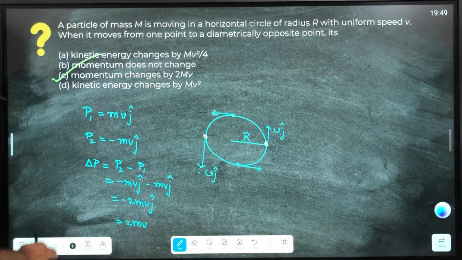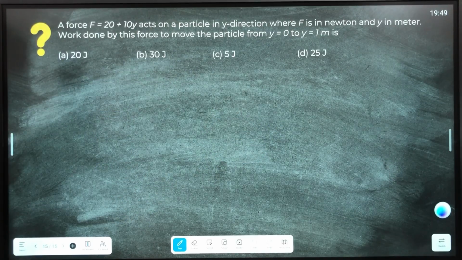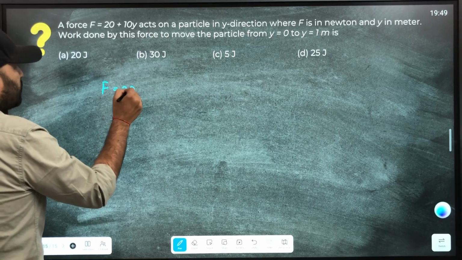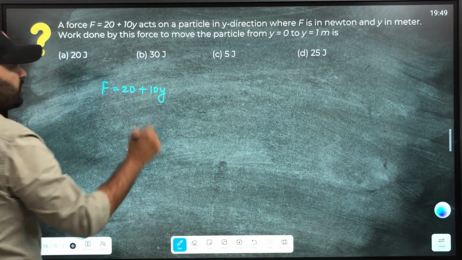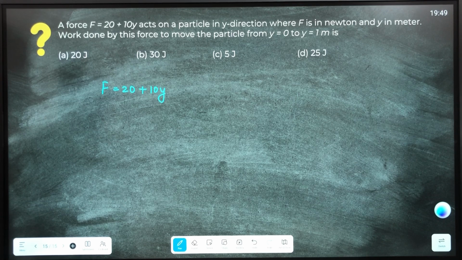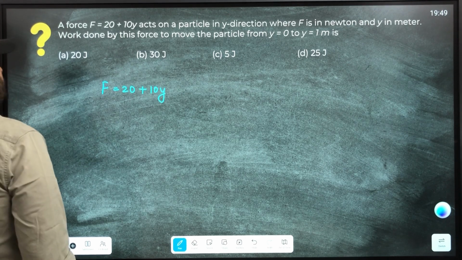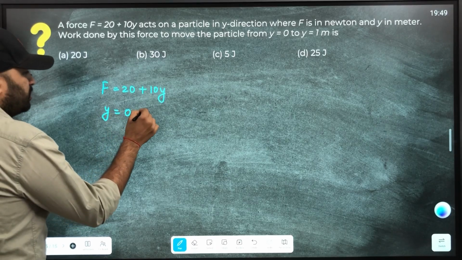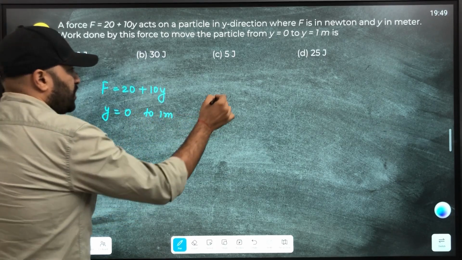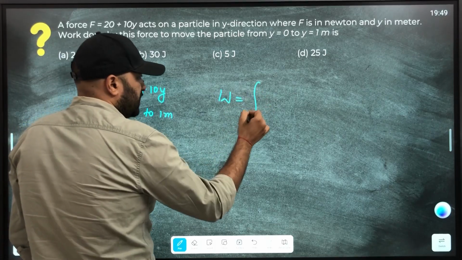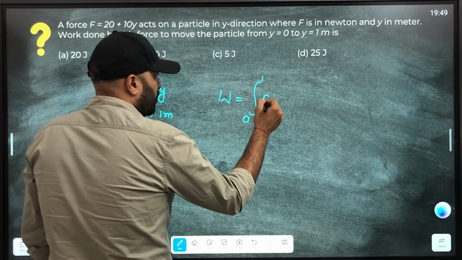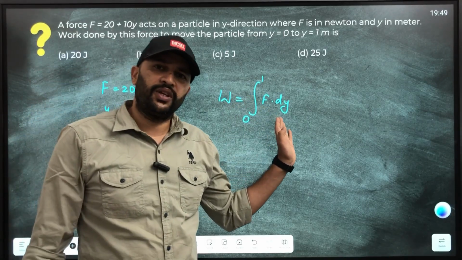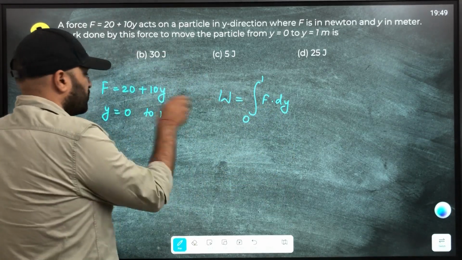Let's see the last question for today. Great. Our last question for today says a force F equal to 20 plus 10y acts on a particle in the y direction, where F is in Newton and y is in meter. Work done by this force in moving from 0 to 1 meter, a very simple straightforward question. So we know that work done is nothing but the integration from 0 to 1 of F dot dy. But sir, I have learned F dot dx. Be very careful. Here the particle is going along the y axis, right? And F is also a function of y.